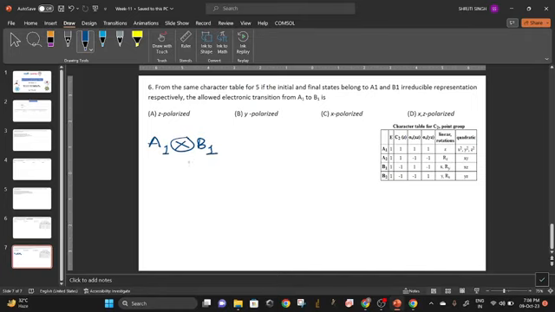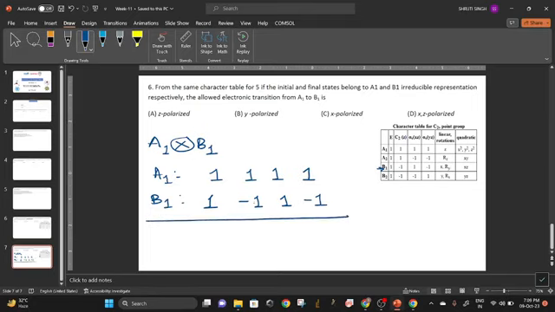So what are the characters of A1? Let's write A1 first. We have all 1. It is the totally symmetric representation, right? And then B1 is this: 1, minus 1, 1, minus 1. If you would have used this character table, you could have gotten this question. We have discussed this in earlier sessions. Cross multiplication means you have to multiply character-wise. So 1 multiplied by 1 is 1, this is minus 1, this is 1, and this is minus 1.